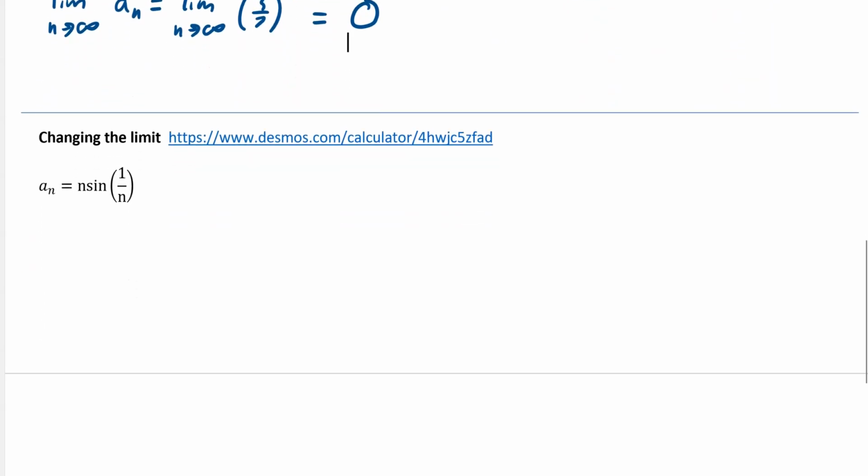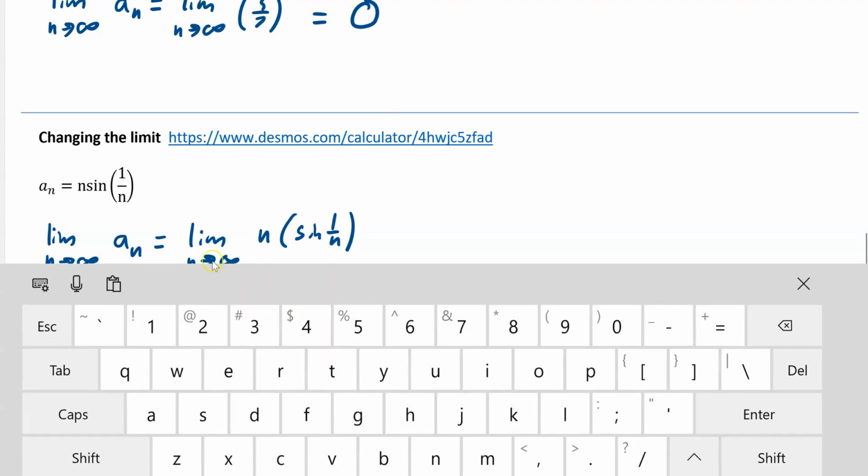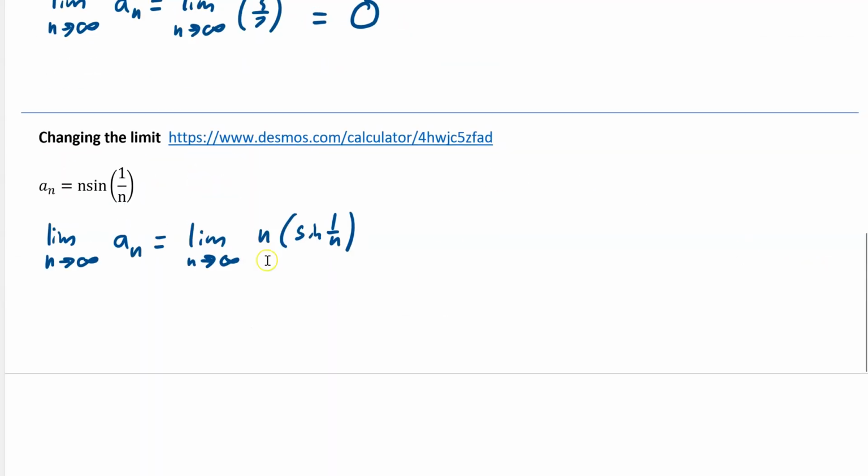All right, here's our last one, and it's just a nice little tricky one, just to show you that our tricks from before still apply. So we take the limit as n goes to infinity of a sub n. It's going to be a little bit of rewriting. If you look at this, you can already see that if I were to plug in infinity here, this would go to 0. So we'd get sine of 0, which is 0, but that's still going to be times infinity.